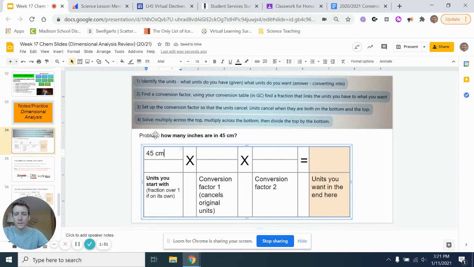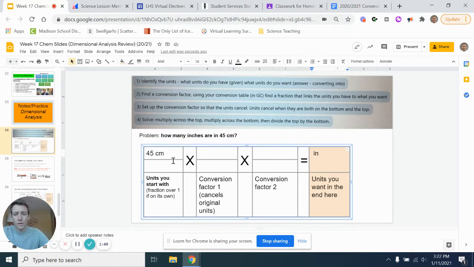What units do you want? You can see in the problem, it's asking how many inches. That's what I want at the end of this problem. So I'm going to write that right away. Inches on the far right, I'm just abbreviating it to IN. It's the symbol or abbreviation for inches.